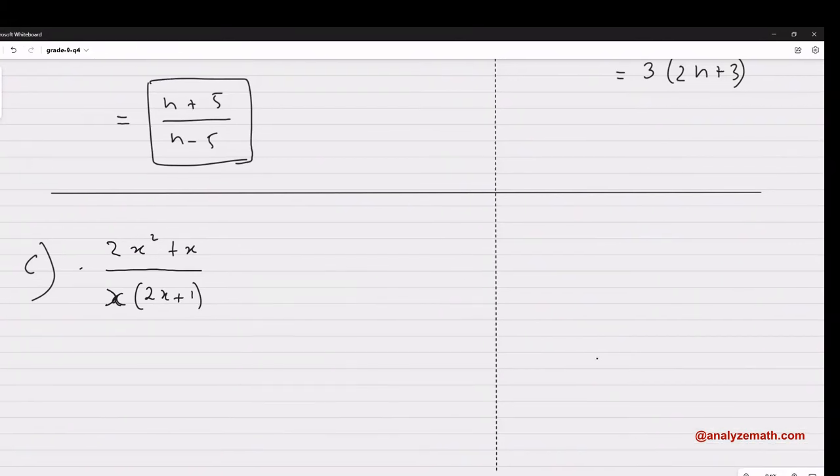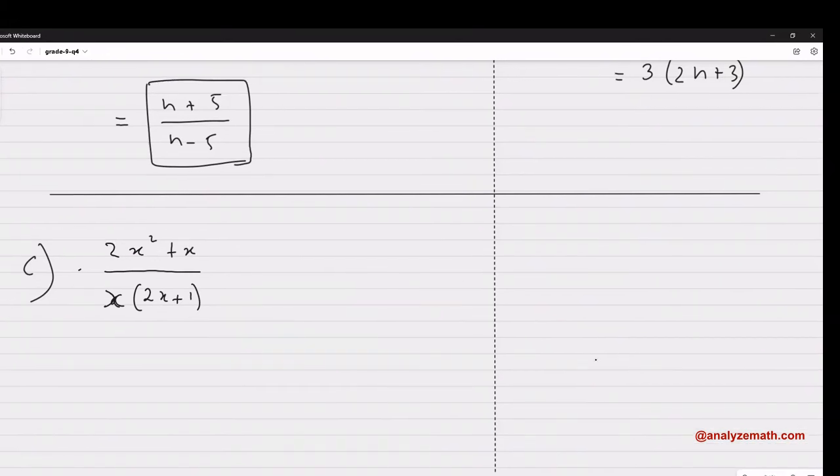Now in part C we have the numerator 2x² plus x, and we try to factor here. Now 2x² is 2 multiplied by x by x, and then plus x here. So there is a common factor, which is the x. If we take it outside, we will be left with 2x here, and here x is x multiplied by 1, so we will be left with 1 here.